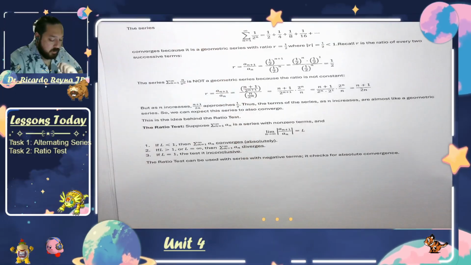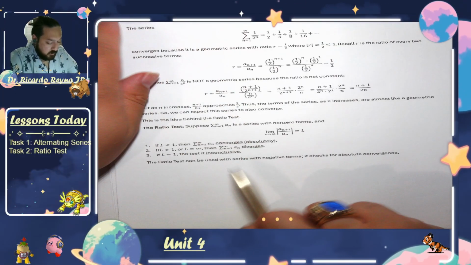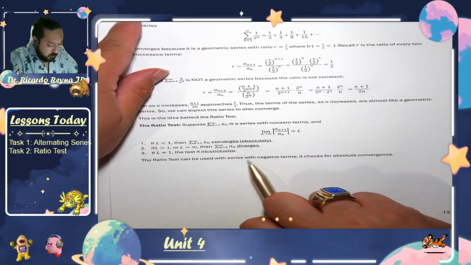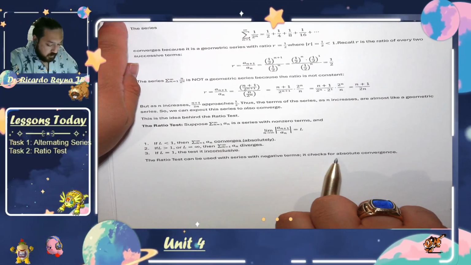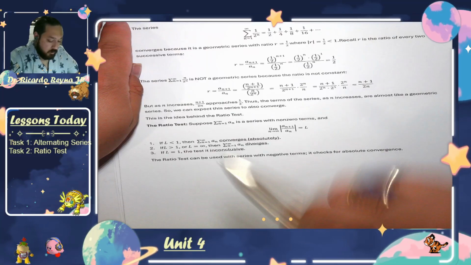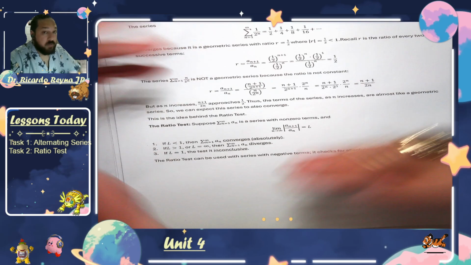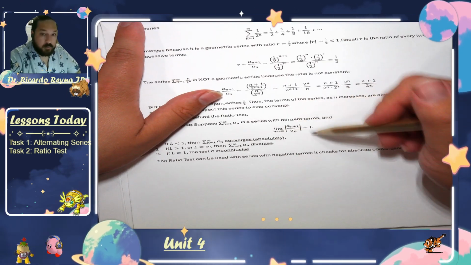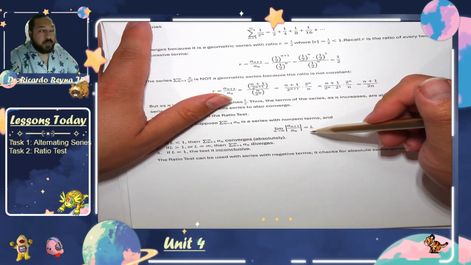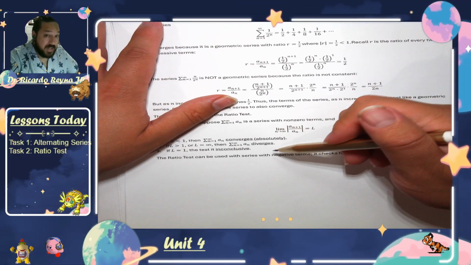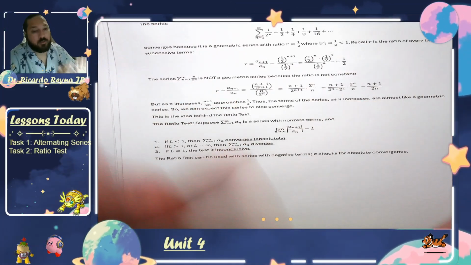The ratio test can be used with series with negative terms. It checks for absolute convergence as well. So keep in mind, the idea of an absolute value shouldn't stump you, or the idea of it alternating because of the absolute value shouldn't stump you, is what I want to say.